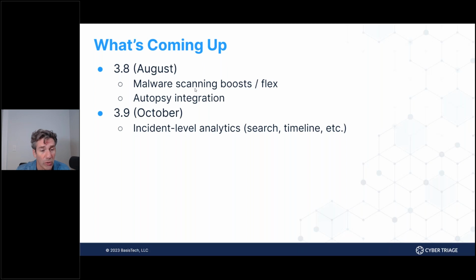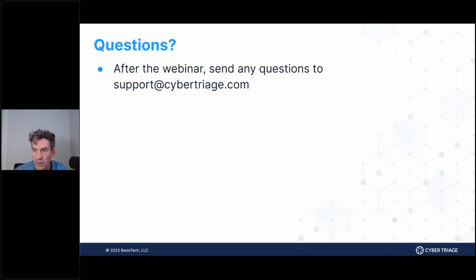3.9 is going to be October. One of the big things there is working on incident level analytics. We're redoing the incident dashboard, bringing in things like incident level search, incident level timeline, all these bigger picture things that people have been asking about. Basically, looking at one host is great, but I really want you to look at everything to figure out what's going on and make the connections between all these things. So that's what's in 3.7 and what's coming up, and now plug in the questions you have.